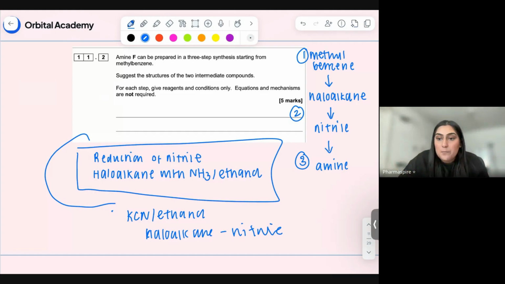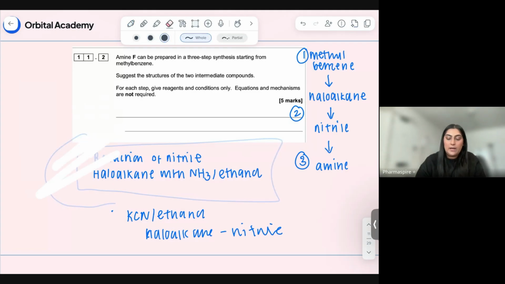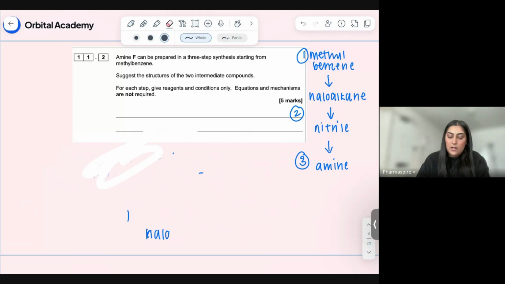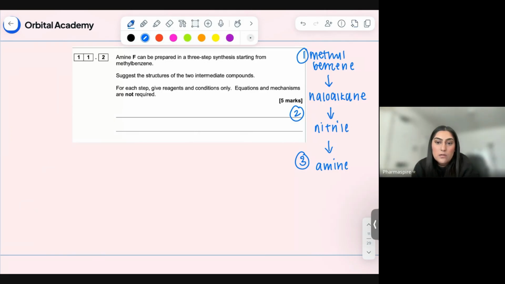Okay, so let's actually write down how we would do it, because they want their reactions and reagents and all sorts. So we're going to go from methylbenzene to a haloalkane. Does anyone know how we would do that? So how do you go from a normal bog standard hydrocarbon to a haloalkane? It's one of the first things you learn. Got a few. We've got the right answers in the chat.